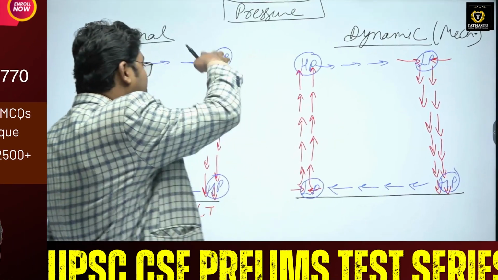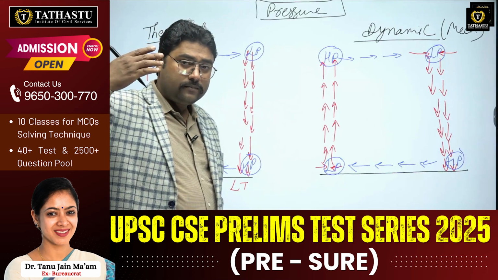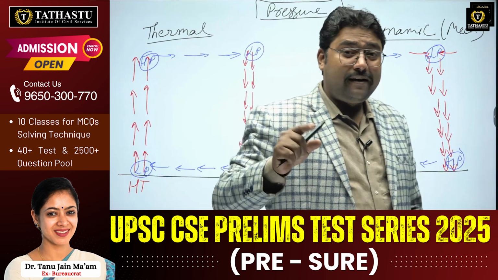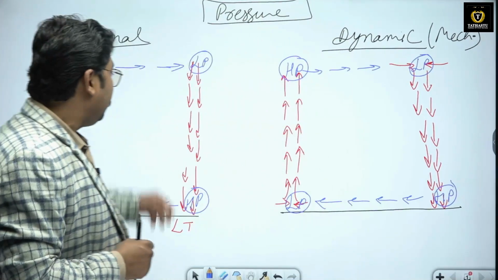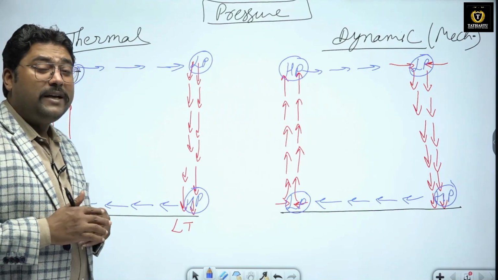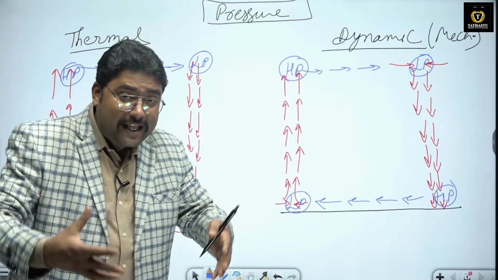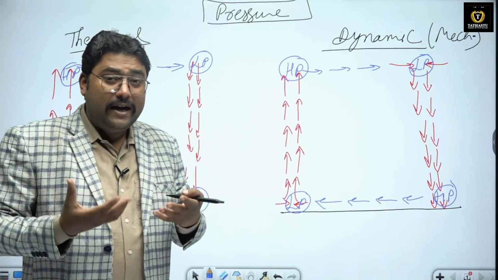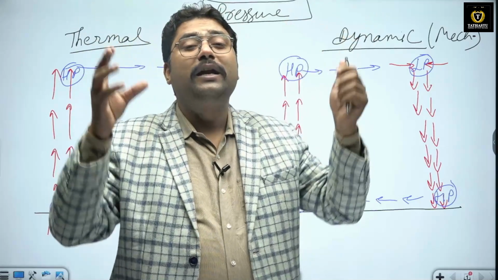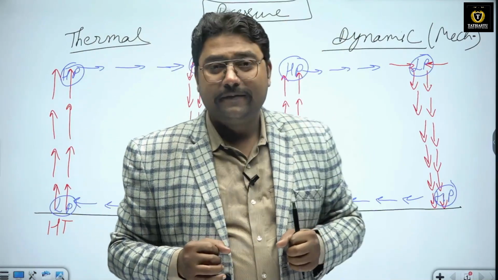And sinking air takes moisture. Why? Because first thing, it is cold and dry. Second thing, when it will move down, the temperature will increase. Basically, it will become warm and dry due to friction. So, it will take the moisture. And the most important thing is that the sinking air gives a brilliant sunshine, or you can say cloudless sky.